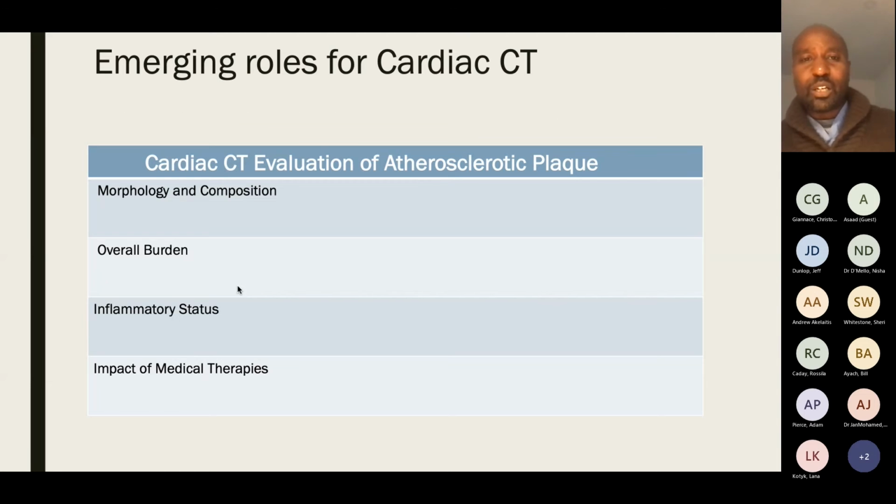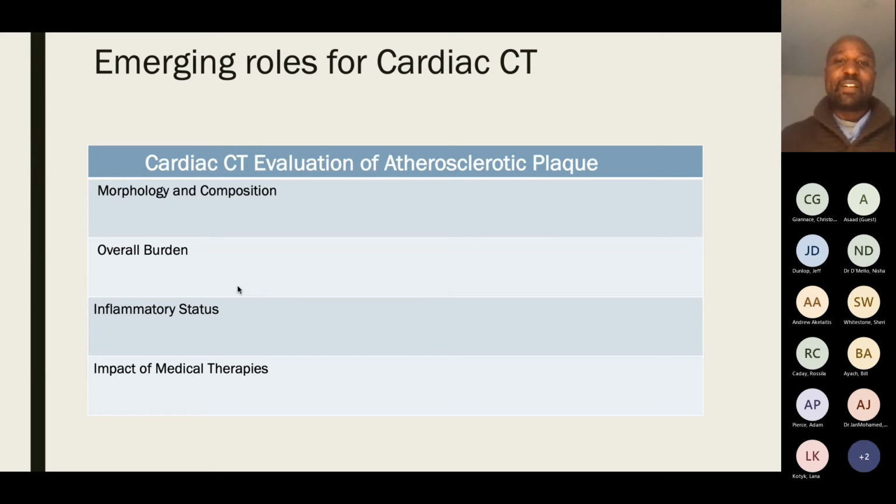These are the traditional ways that CT has been used, and they're probably the most common indications we get today. But what are some of the emerging roles for this modality, and where is it going? This is what I wanted to touch on today, particularly with plaque evaluation.